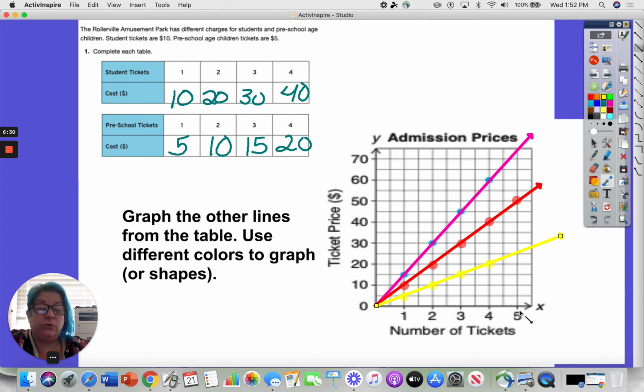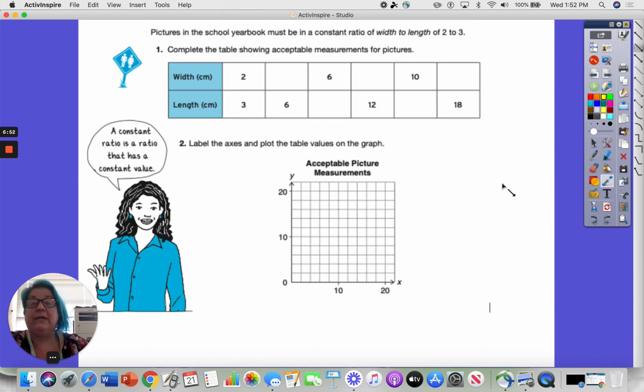So if I asked you how much 5 would cost, you could go right up here and go, hey, look, $25 for preschool, 5 would cost $50 for students, and 5 would cost $75 for adults. So graphs are a great way to look at predictions or find equivalent ratios and fractions. Okay, so we're going to use a table to complete these measurements.